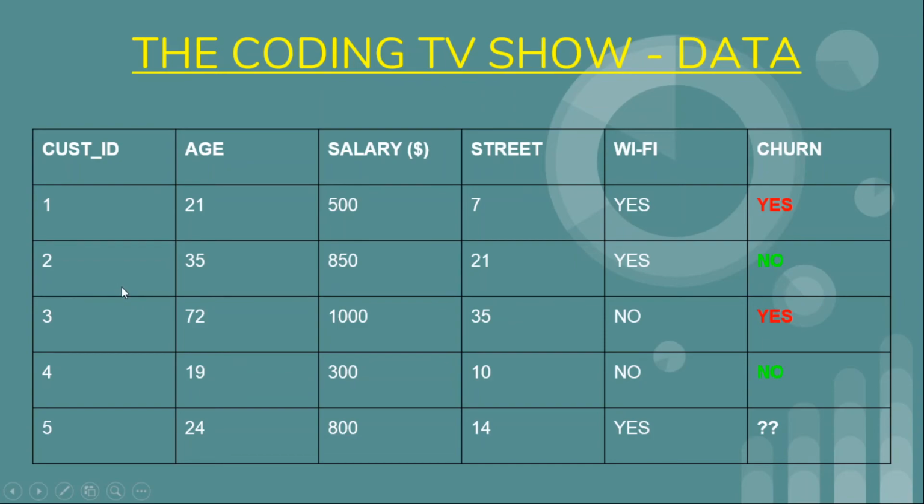So given the company's historical data, we can now use machine learning and train a model to be able to predict whether or not, based on age, salary, and street address, as well as Wi-Fi, that customer will keep on watching the coding TV show or will just leave. And since different cities have different population analytics, such as age, you can find out in one city the average age is 30, in another one it's 20, in another one it's 60.